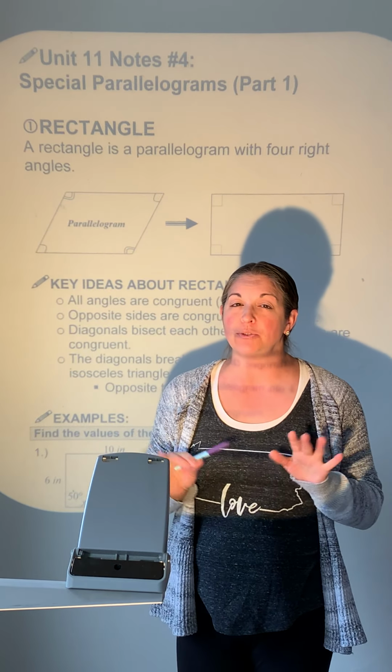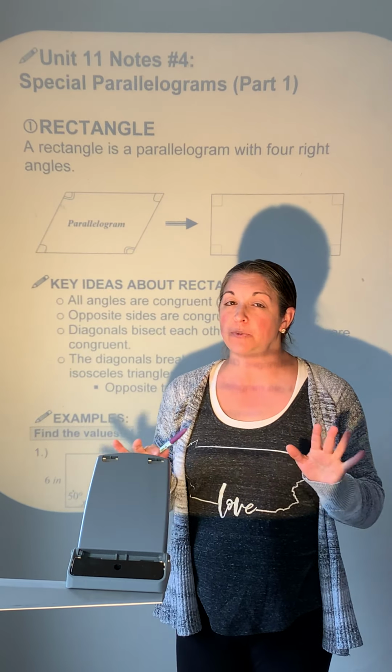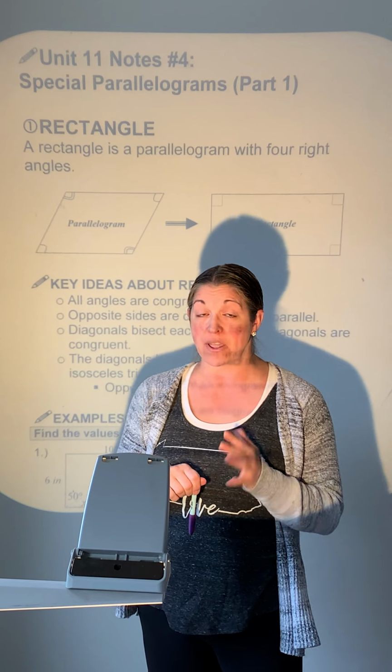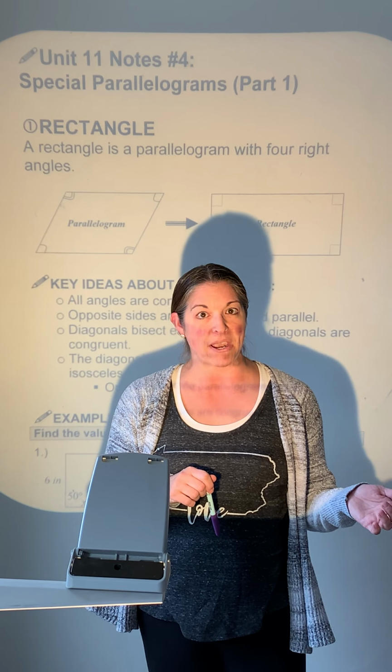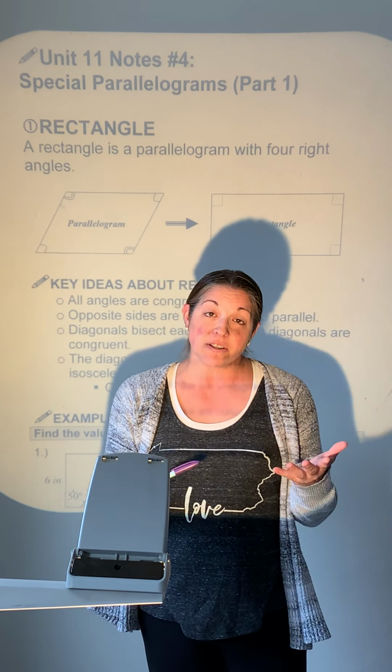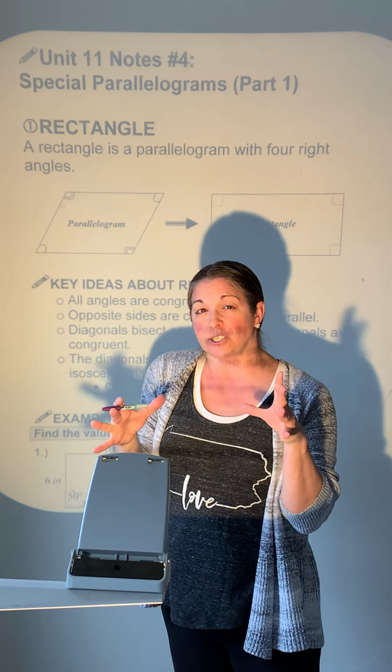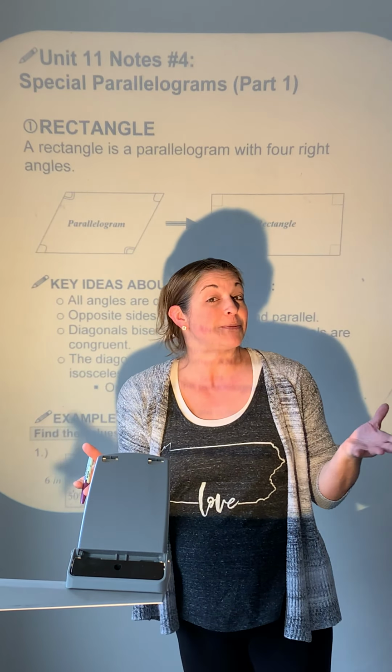We're now moving on to special parallelograms. This is only part 1, because today we're going to talk about the rectangle and the rhombus. In the next section of notes we're going to talk about the square, all of which are special parallelograms. So basically what you'll see is that we're starting with a parallelogram, but we're going to change it in just a little way to make it a little bit more special.